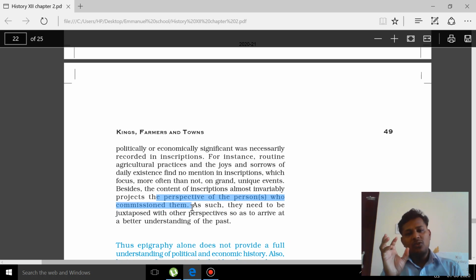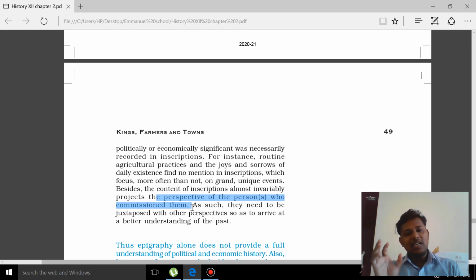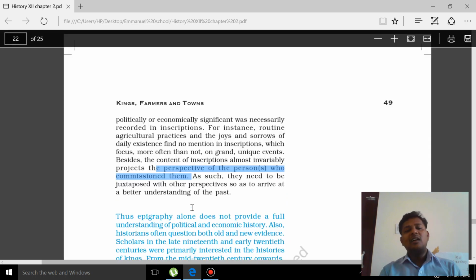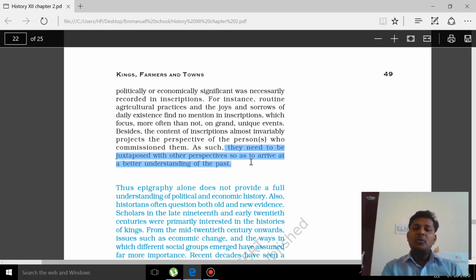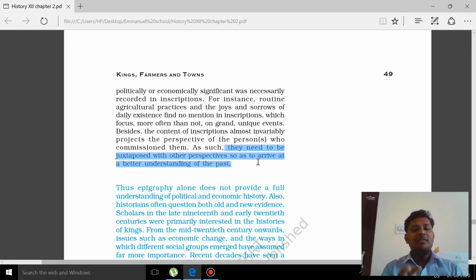मतलब जो रूलर ने ये इंस्क्रिप्शन को स्टार्ट किया है, कमीशन किया है, उसी के पर्सपेक्टिव को वहां पे बताते हैं. बाकी कोई लोगों के बारे में, उस समय का जो प्रॉब्लम्स है, वो सब कुछ नहीं है. So this is another very fundamental limitation. As such, they need to be juxtaposed with other perspectives so as to arrive at a better understanding.